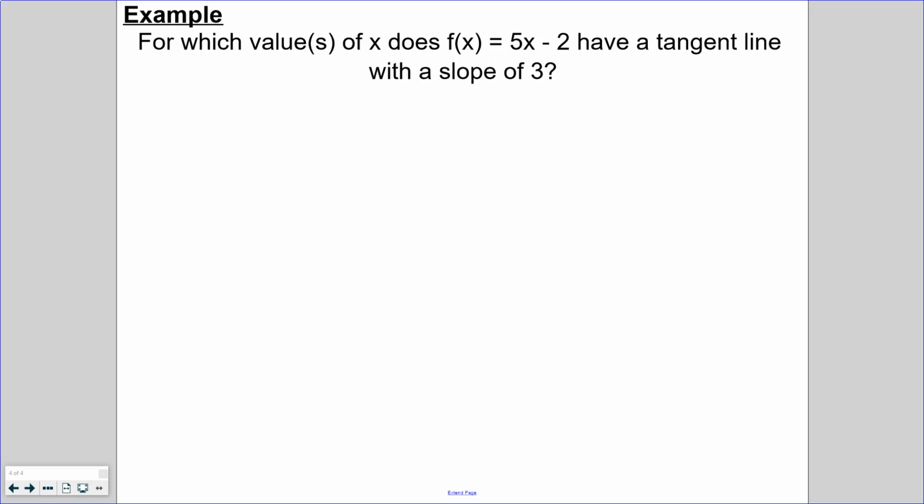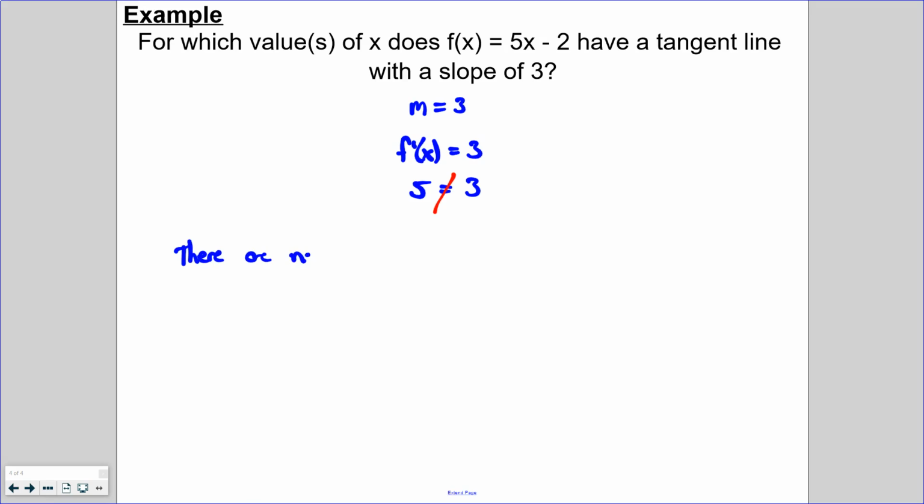Alright, our final example, for which values of x does the function f of x equals 5x minus 2 have a tangent line with a slope of 3? So, same as before, we know the slope is going to be 3, which means the derivative is going to be 3. And if we take the derivative of our function, 5x minus 2, we're going to end up with 5. So 5 equals 3, and uh-oh. There's no variable to solve for here, and 5 definitely does not equal 3. So what gives? What do we do? Well, we do nothing, because that's the answer.